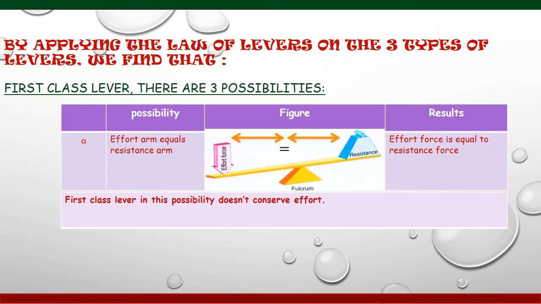find that, firstly, in the first class lever, the effort arm may equal the resistance arm. That means this lever will not conserve the effort. Why, Ms. Rasha? Because when the arm of effort equals the arm of resistance, that means the effort force equals the resistance force. That means I will not increase my effort. I will not use a small effort to do my work. That means I will not save my effort.